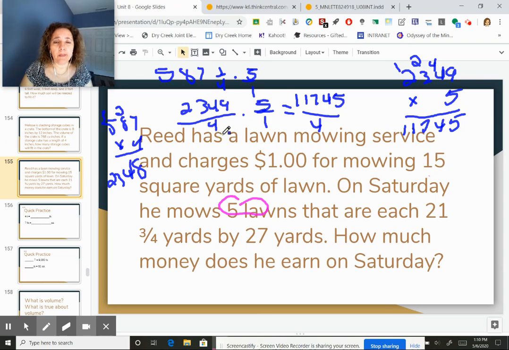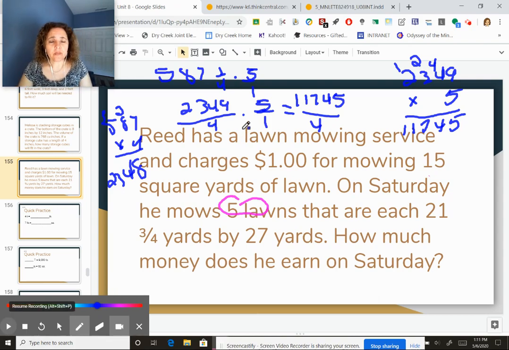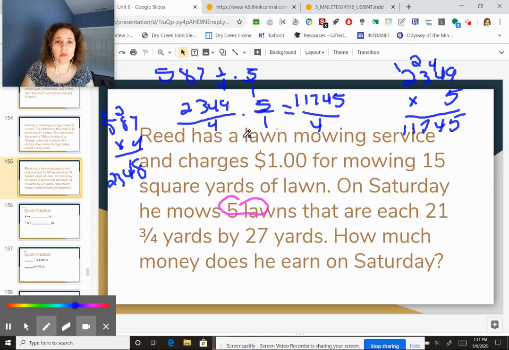So now I need to, okay, so I can't simplify this. So I have to, 4 doesn't go into 5, and then 1, that's not going to do me any good. So I just needed to multiply 2,349 times 5. I did that over here. So 2,349, multiplied it by 5.